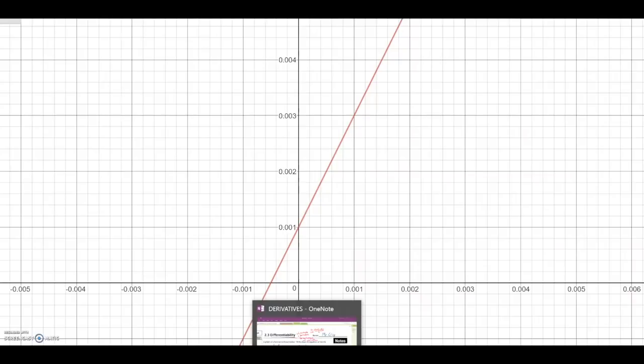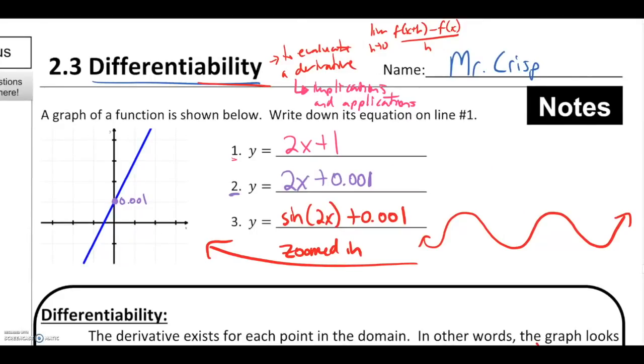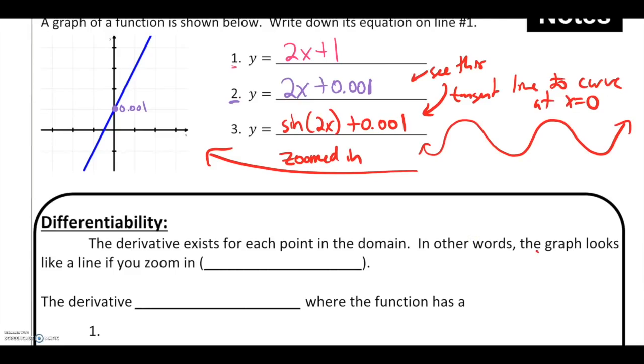What does this mean for us? Well, what this means is something that we talked about in the last section. What you're actually seeing is this line 2x plus 0.001. But what that actually represents is the tangent line to this curve at x equals 0. And this is a basic property of derivatives. And it's the idea of differentiability. Differentiability means that the derivative exists for each point in the domain.